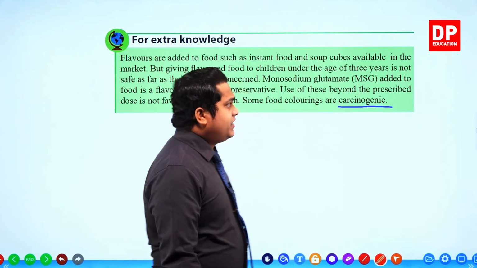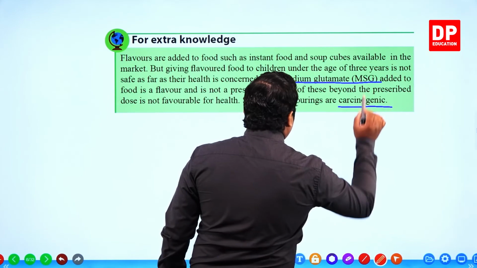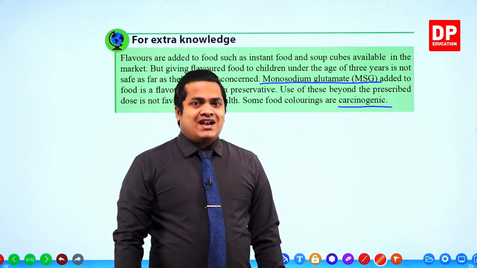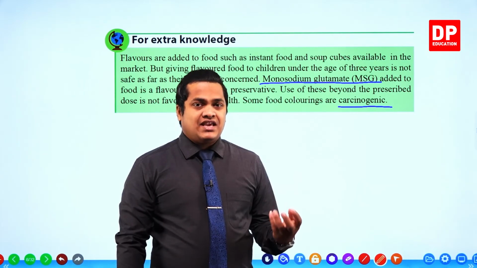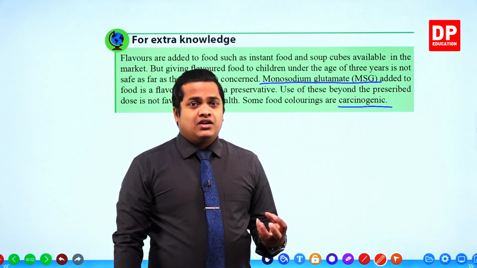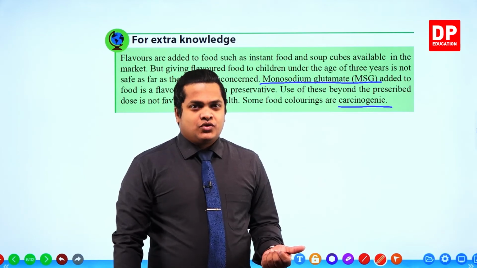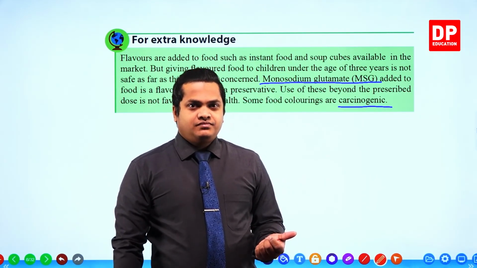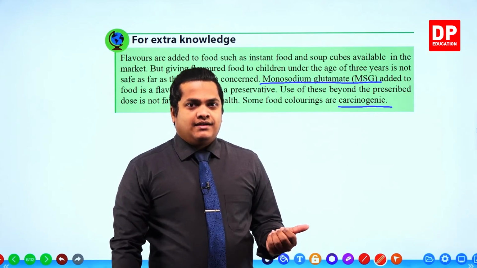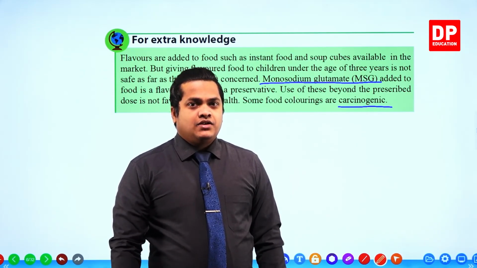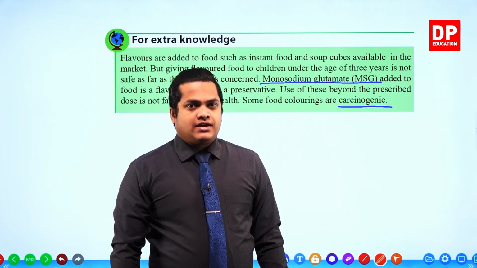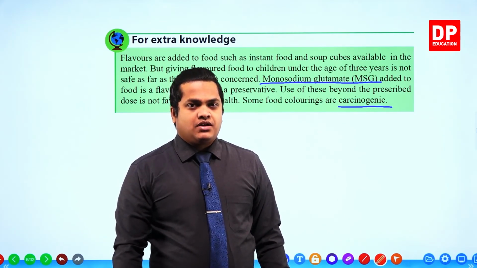Then another thing is given here about the MSG. Monosodium glutamate is MSG. So MSG is added to food items to get a special kind of taste. It enhances the taste. It has a quite unique, savory taste. So if you take savory items, like different kinds of biscuits, different kinds of packets, right? Sometimes for these things, MSG has been added. And soup cubes also, some types of soup cubes in our market, MSG has been added.